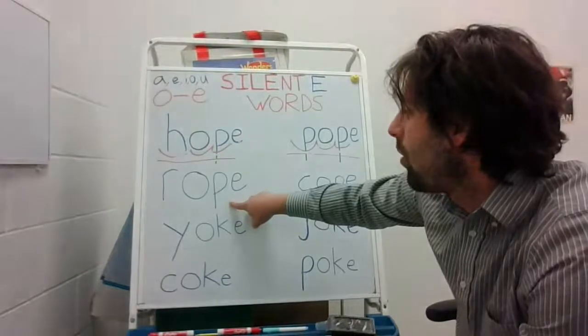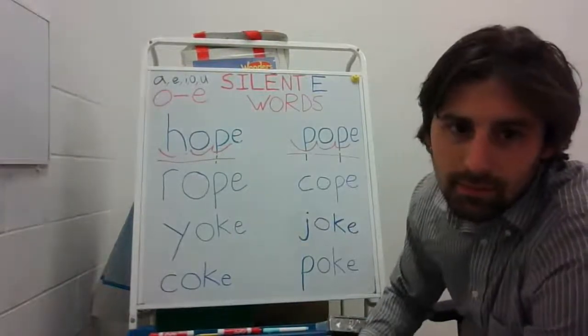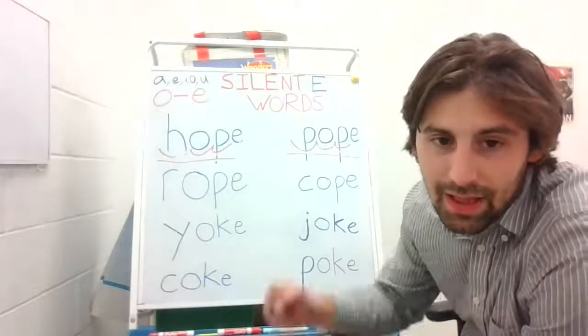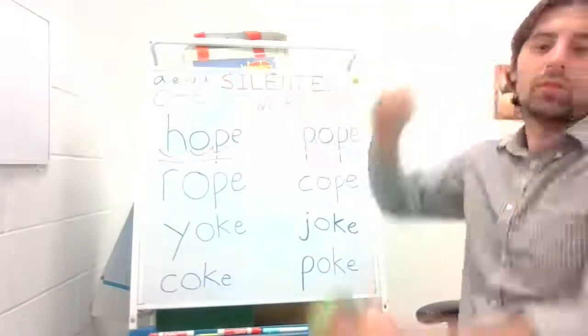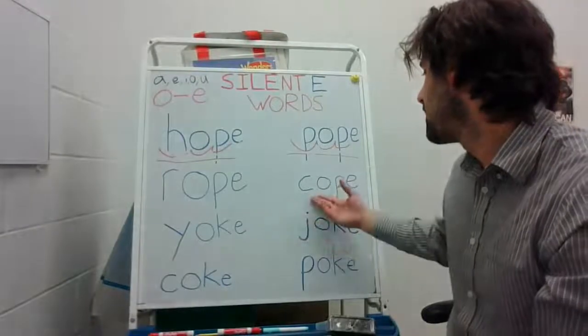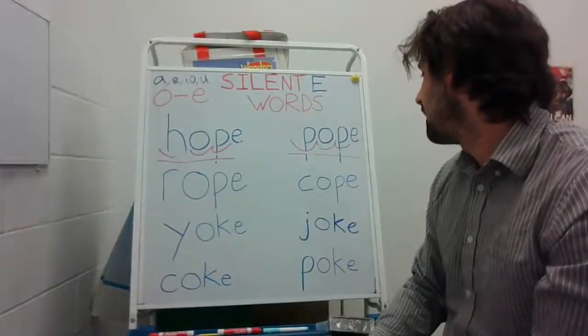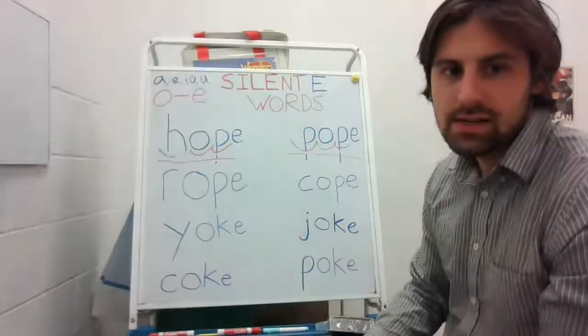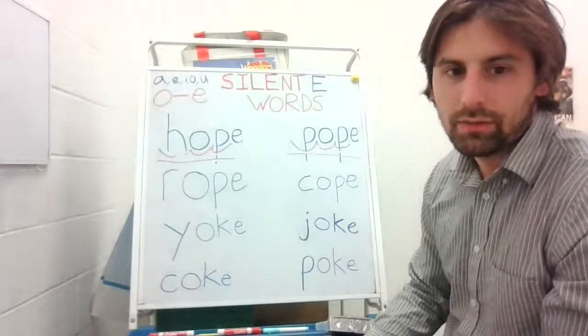Next word, we have rope. Now, a rope is a string twisted together that people often use for climbing, you know. Cope. Cope has to do with accepting a sad reality or an unfortunate reality.